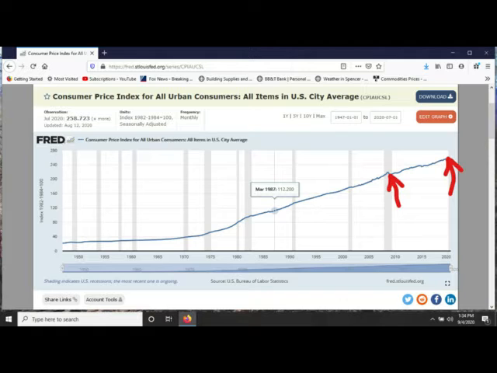So as you can see, even at a 2% inflation rate, if you didn't get a 2% raise every year in your salary, you're losing money. And that's the way that the economy is going.